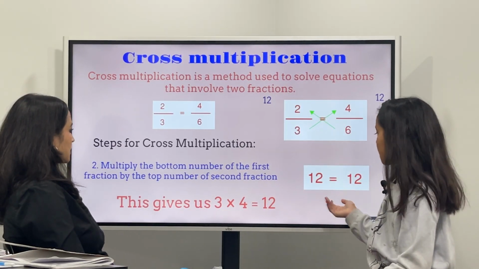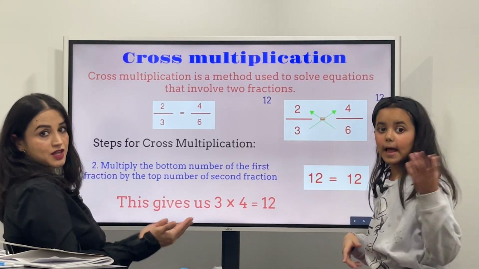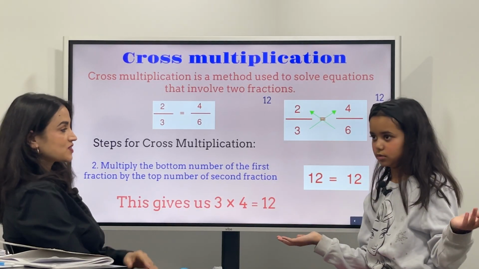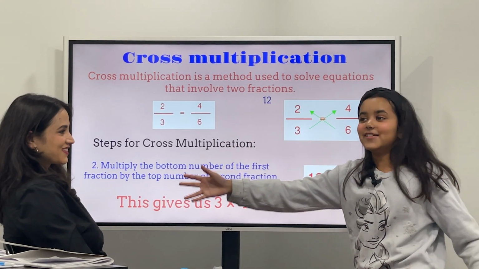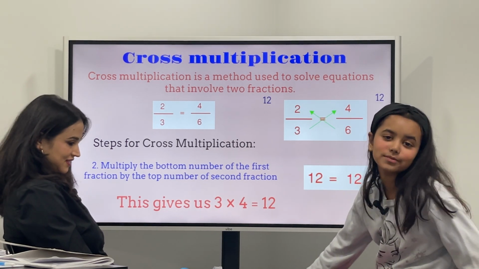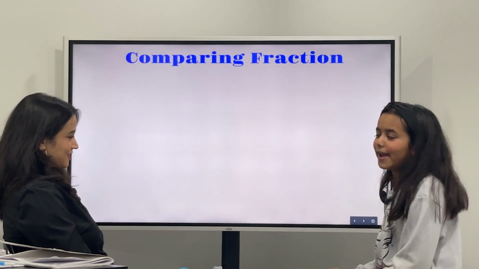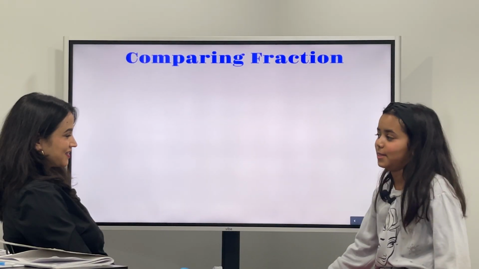And then 12 equals 12. So that means the fractions are equivalent. Equivalent means equal. I just had that one in one of my math programs.